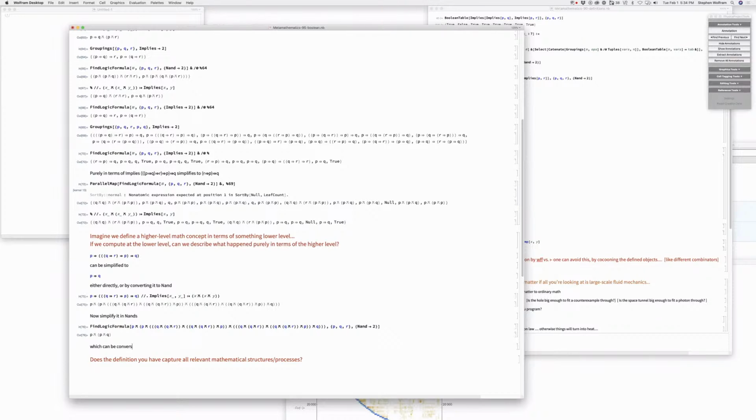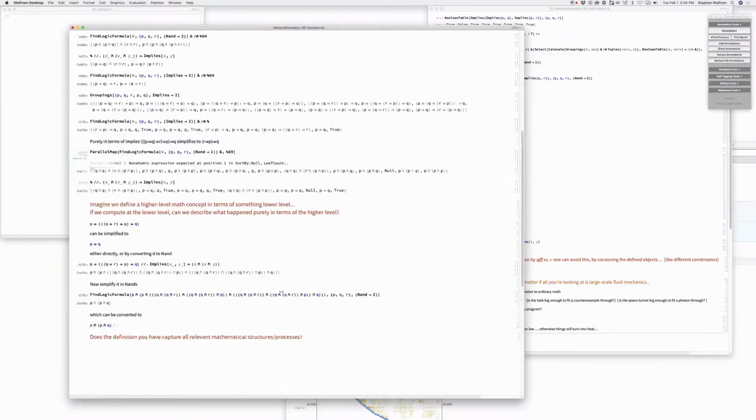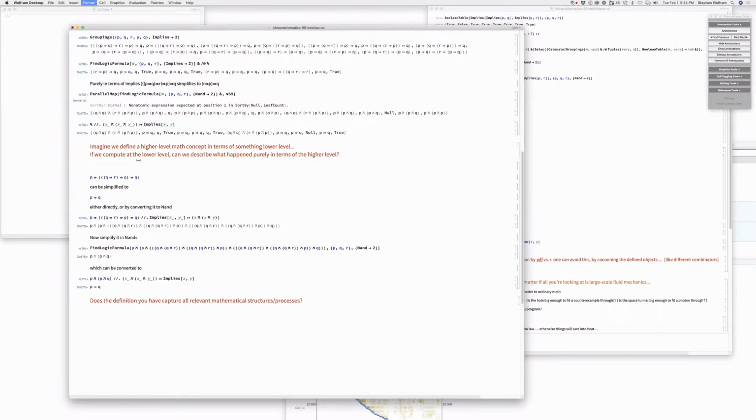if we say find logic formula, that thing, comma, PQR, okay, gives that. Which can be converted to this thing. So if we take this, using, where is it? There we go. Okay, so we can go back from the NAND form back to this form. We can. Okay, that's case one.